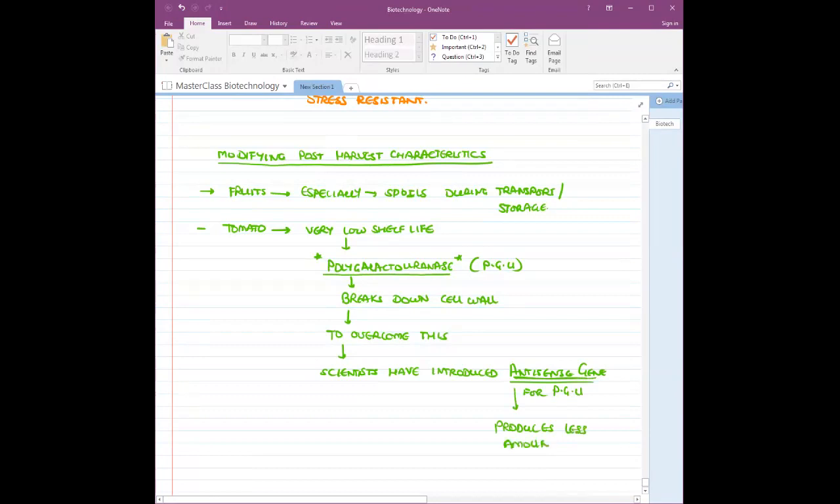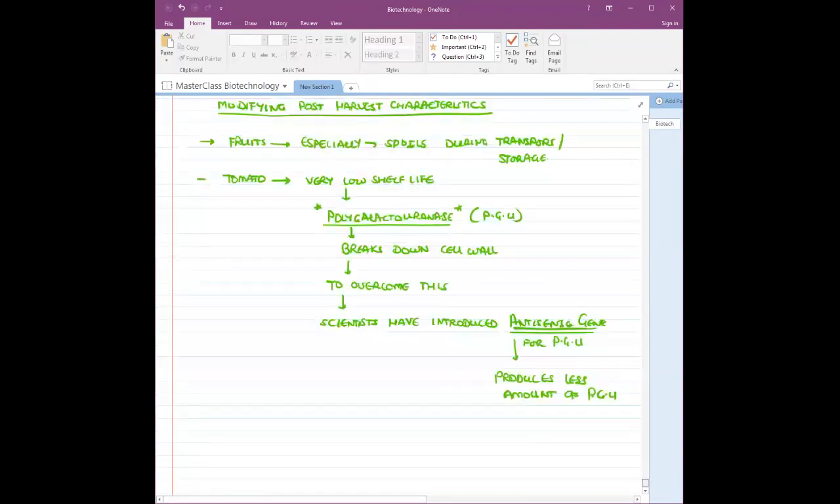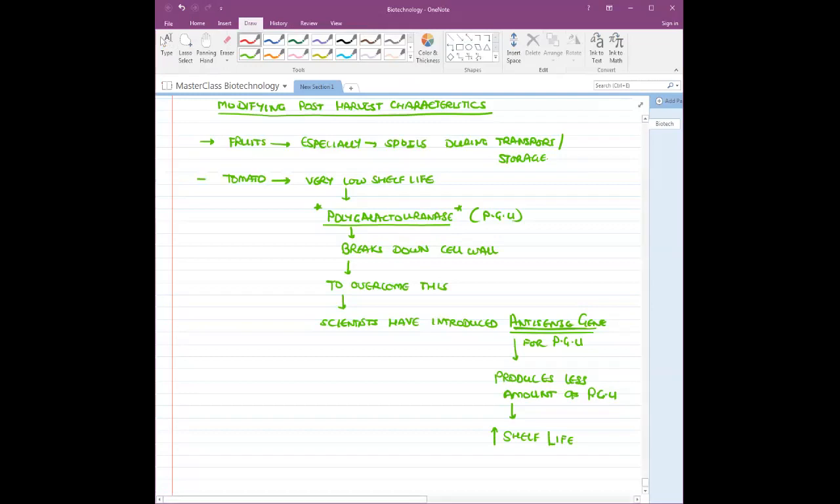Now, if it produces less amounts of PG, guys, are you going to see the breakdown of the cell wall at the same rate? No. You are going to see that the cell wall is broken at a very, very slow rate. And in turn, we are going to see an increase in shelf life because we have introduced this antisense gene for PG. And guys, this entire plant that is prepared by doing this is known as the Flavr Savr tomato.